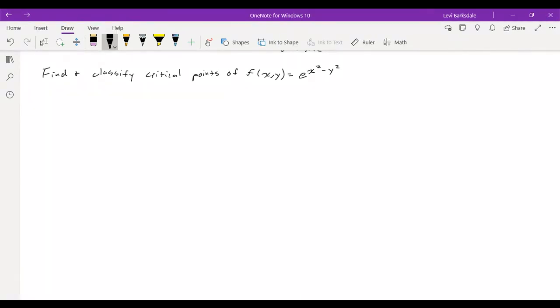All right, let's go ahead and go over this. So start by finding the gradient of this function, and we get that the gradient would be 2x e to the x squared minus y squared, comma, negative 2y e to the x squared minus y squared. And for convenience, I'm actually just going to factor out a common term. I noticed that e to the x squared minus y squared is in both.